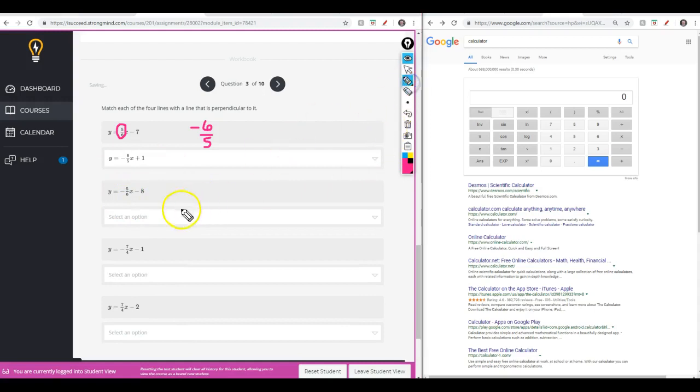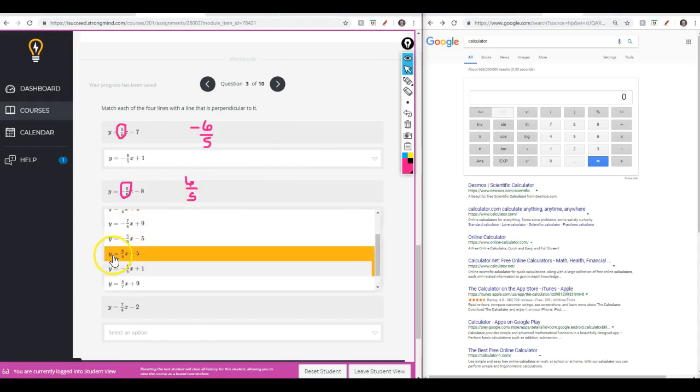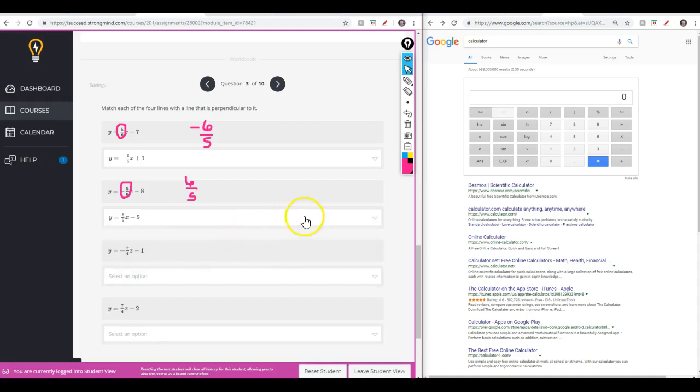So then again, I'm looking for my slope, which is the number attached to the x. So that's -5/6. So flip it. So it'd be 6/5. Since this is negative, this one would be positive. So again, this would be a 6/5 x. So y equals 6/5 x.